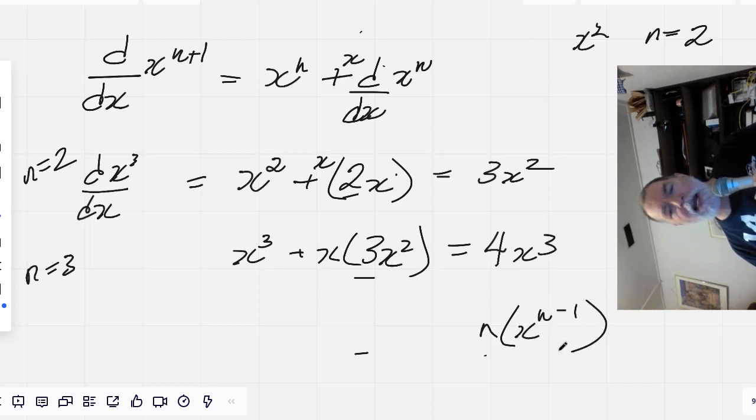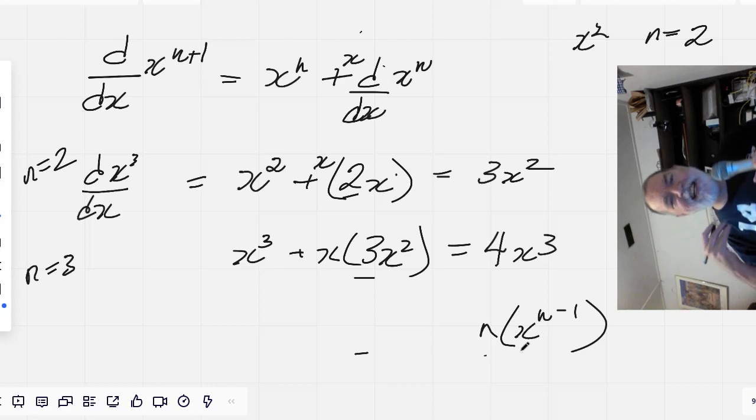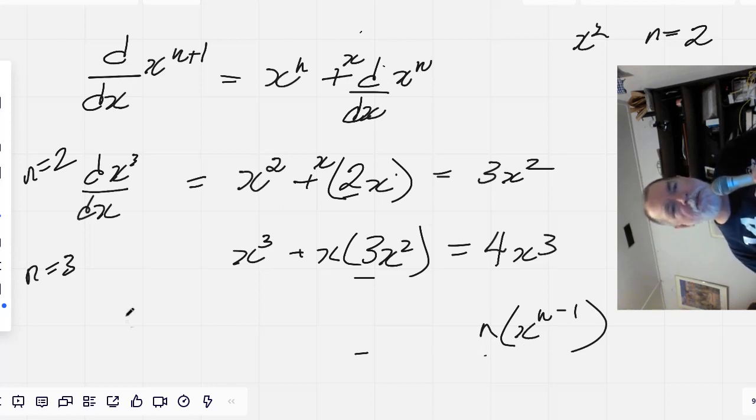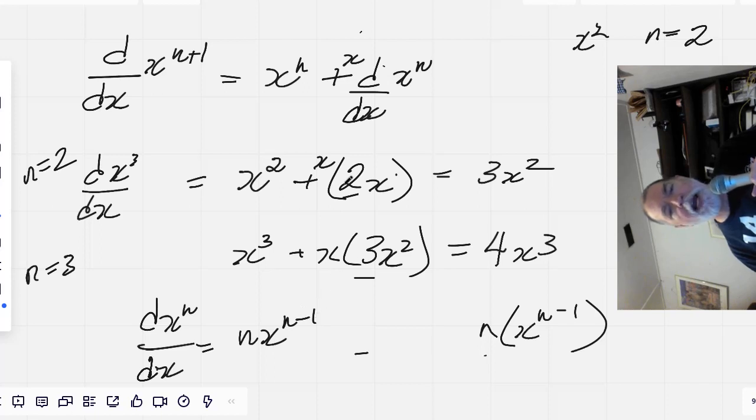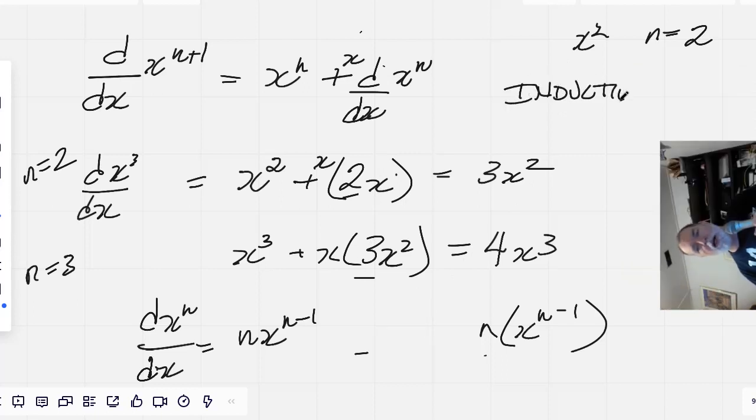Okay, and this bit in brackets then is always n times x to the n minus 1. And now here's where your intuition will then lead you to the generalization that d by dx of x to the n equals n times x to the n minus 1. And we could prove this process using induction if you really want to be rigorous about it. But if you don't, which I don't, you can stop watching right here.